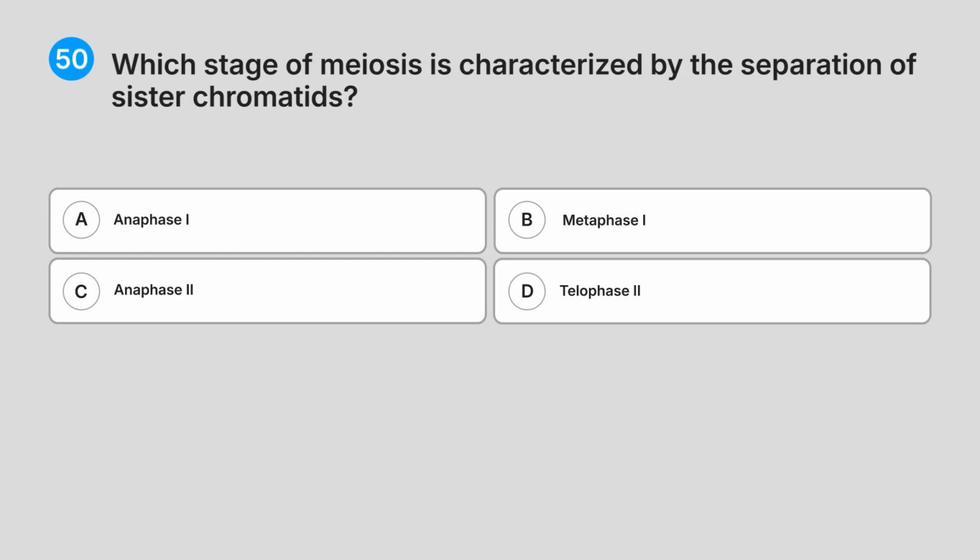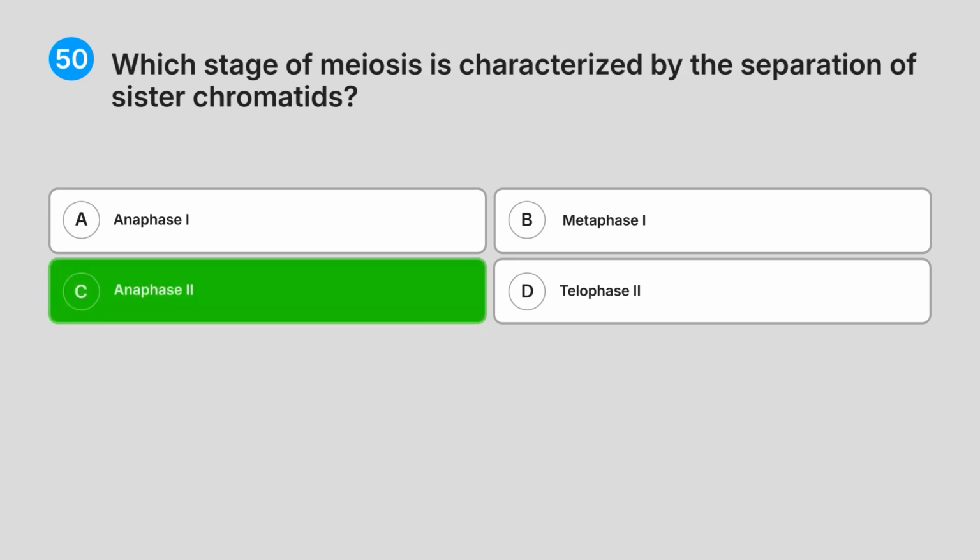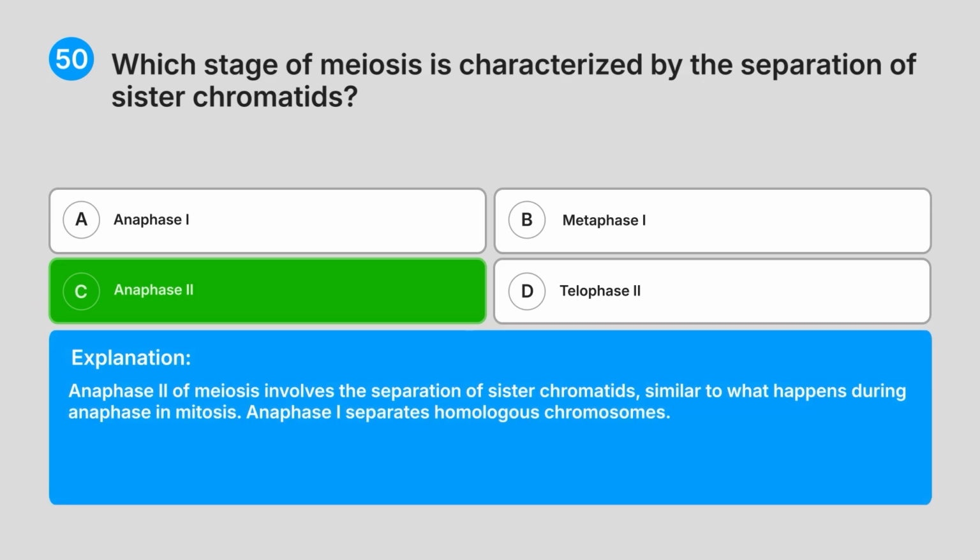Correct answer, C. Anaphase 2. Explanation. Anaphase 2 of meiosis involves the separation of sister chromatids, similar to what happens during anaphase in mitosis. Anaphase 1 separates homologous chromosomes.